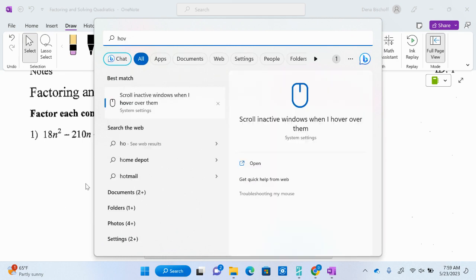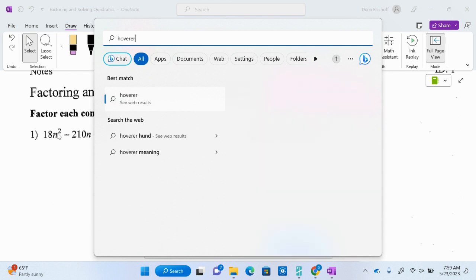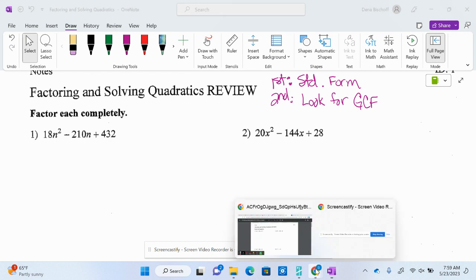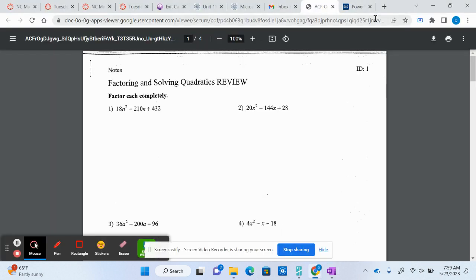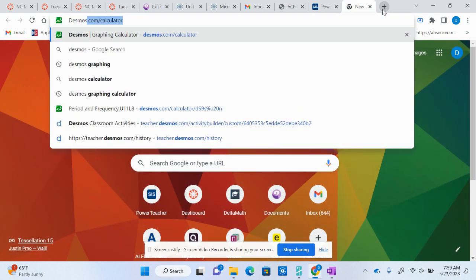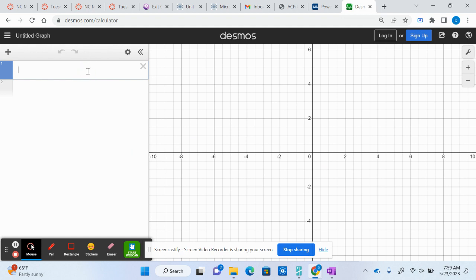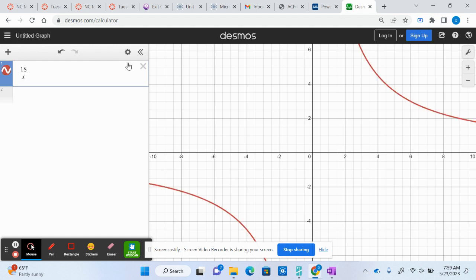I'm trying to pull up the hover cam just so you can see it. But you know what? Maybe I'll just use Desmos because that's not working for me. Yeah, it is 6, but I want to show everyone how to see it. I'm going to go to just the Desmos graphing calculator. So when you're taking your test, you can just type in right here 18 divided by x, and then you hit the gearbox. We should do y equals, sorry. Y equals 18 divided by x.